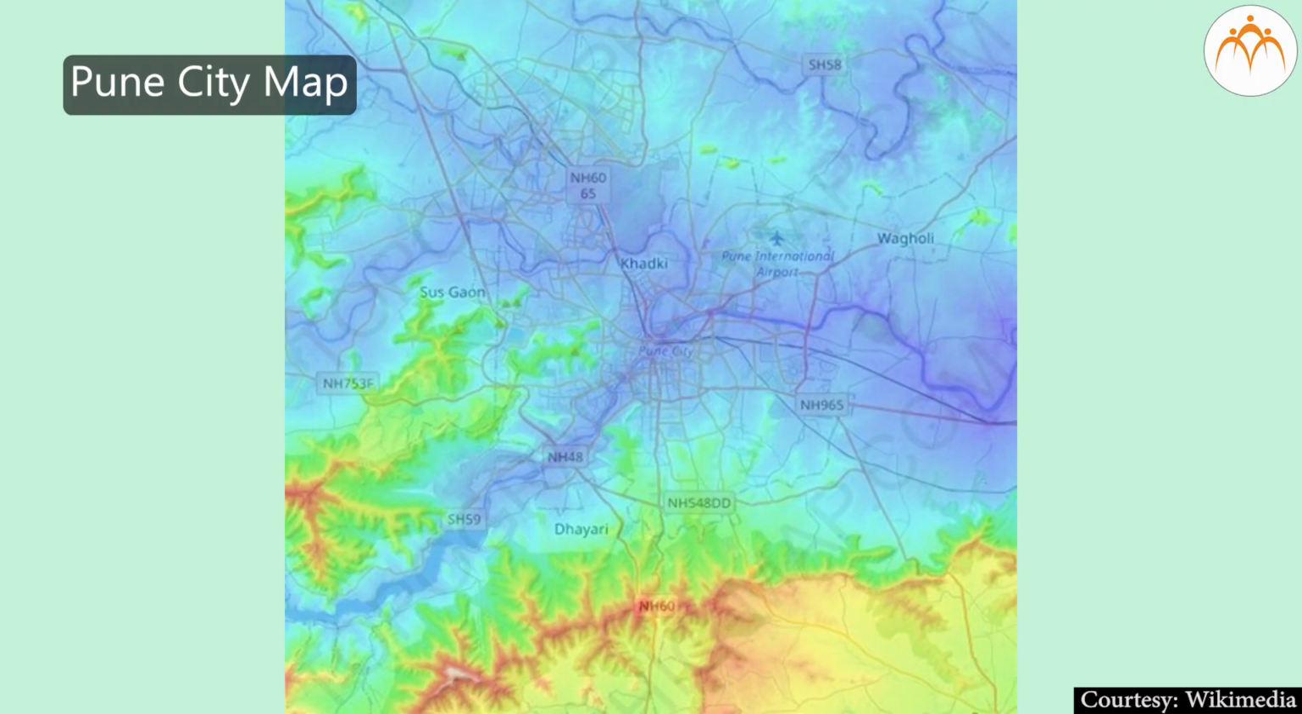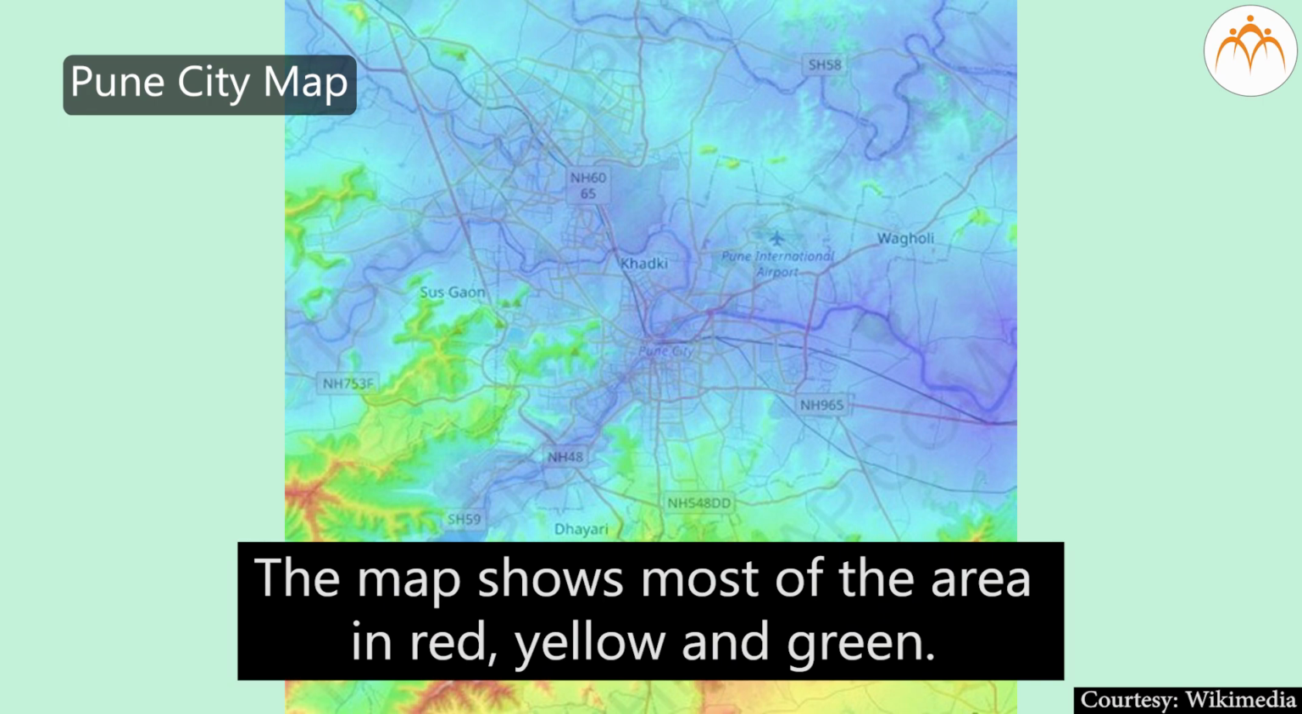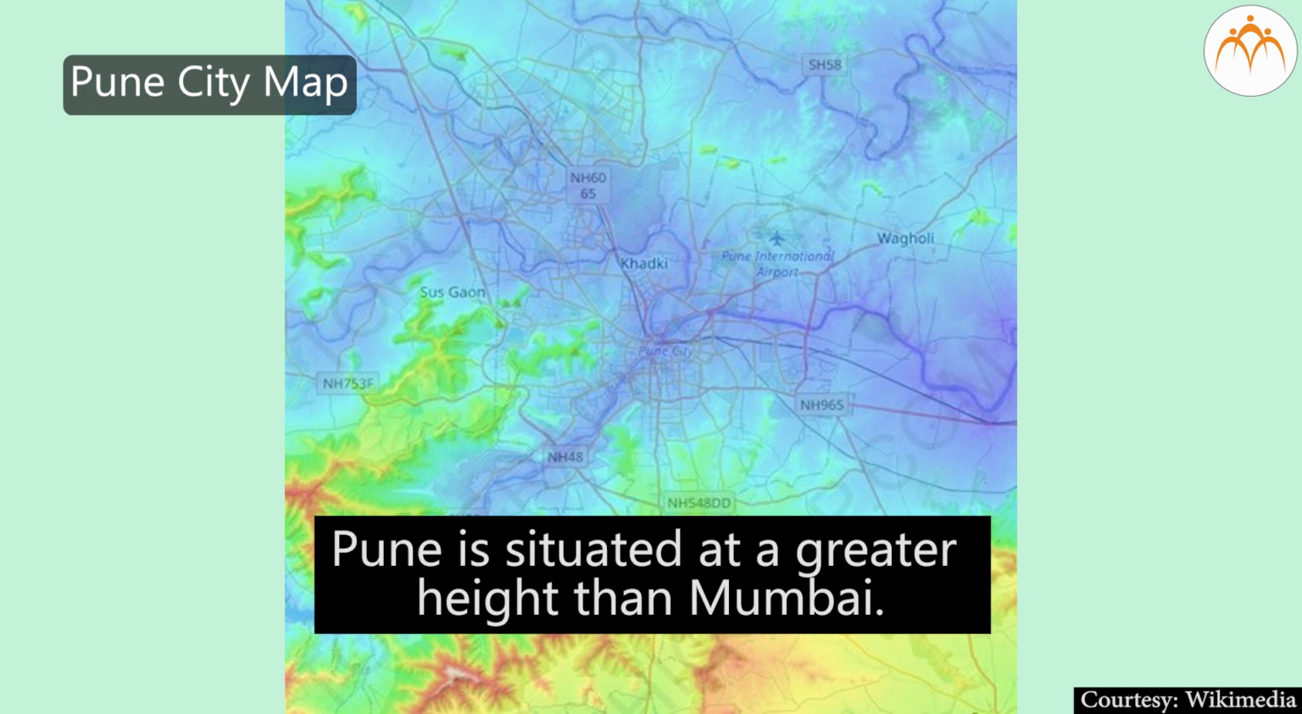Now observe the map of Pune. Look at the colors carefully. The map shows most of the area in red, yellow and green. So, Pune is situated at a greater height than Mumbai.